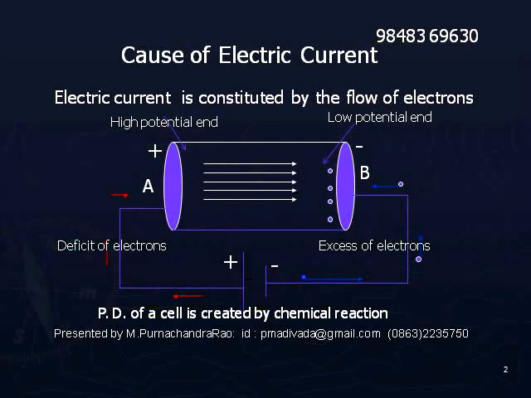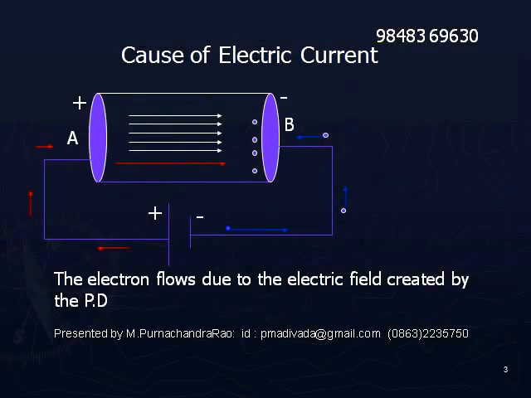So A becomes a higher potential end and B becomes a lower potential end. There will be excess of electrons at the end B and positive charge will be created at end A. Electrons will be removed from end A and thereby charges will be created and an electric field is created inside this conductor from A to B. In this electric field, the electrons will flow opposite.